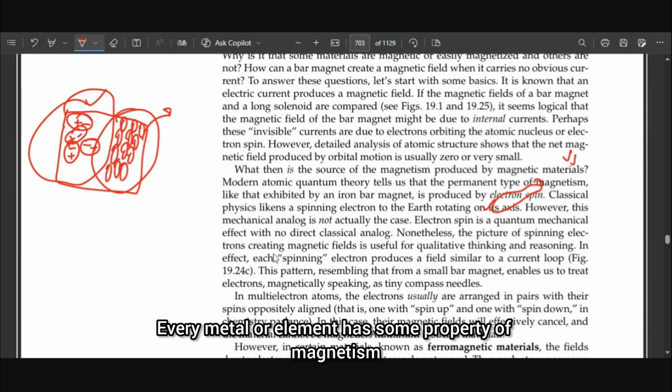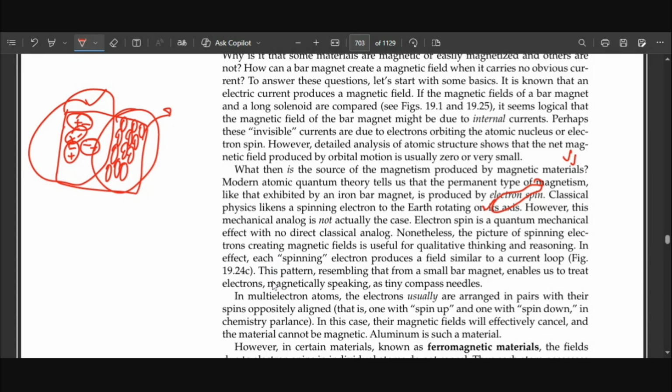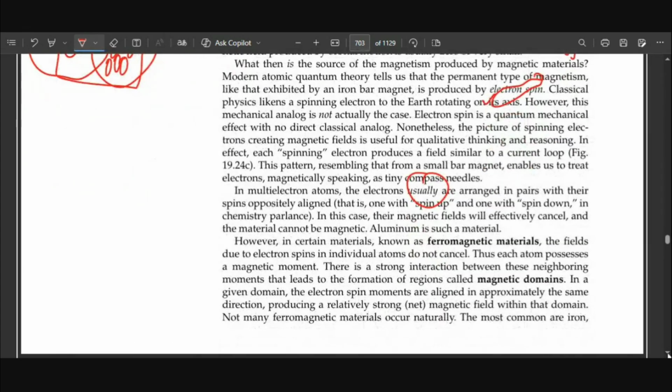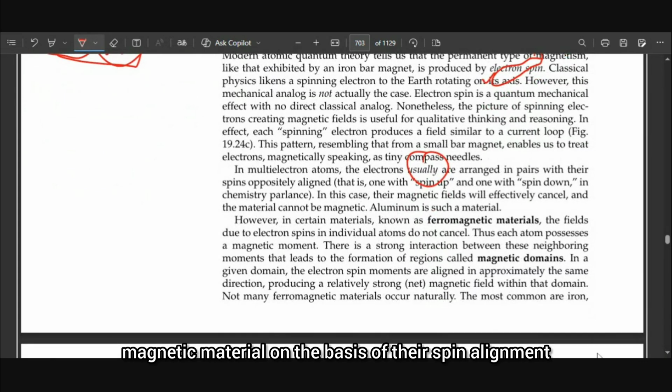Every metal or element has some property of magnetism, but those properties can only be useful if you don't have to apply more of an electric field around itself so that it will be aligned in the manner diamagnetic materials are. That is something we have to understand here. In multi-electron atoms, the electrons usually are arranged in pairs with their spins oppositely aligned, that is, one with spin up and one with spin down. That is explained in terms of chemistry most of the time, because in chemistry also we learn the same thing, magnetic materials on the basis of their spin alignment.